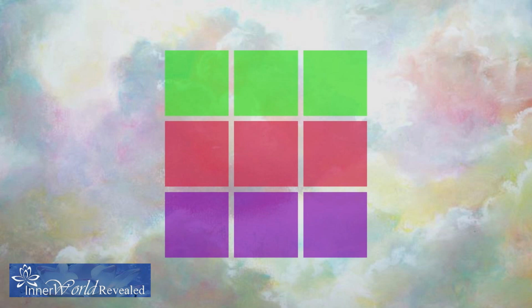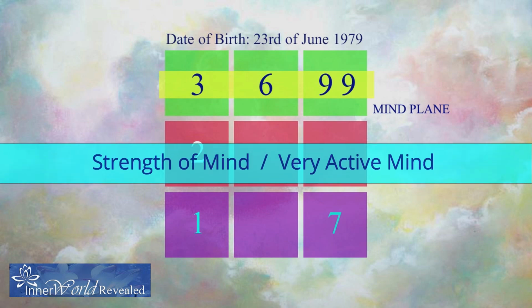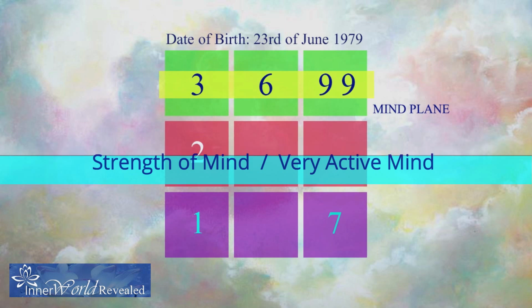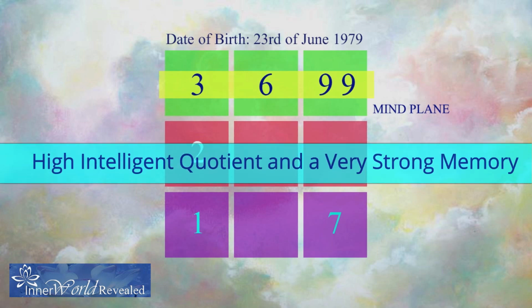Let us begin with the mind plane and the numbers 3, 6 and 9. If in a date of birth all these 3 numbers are present, that is, if all these 3 boxes of the mind plane are occupied, obviously you can guess it means strength of mind. It can mean a very active mind. And there can be 2 sides to a strong mental activity or a very active mind. That is, the person can be thinking positively and even negatively. Positively, this translates into high intelligence and a very, very strong memory. Negatively, the same mind can either be very lazy or destructive.